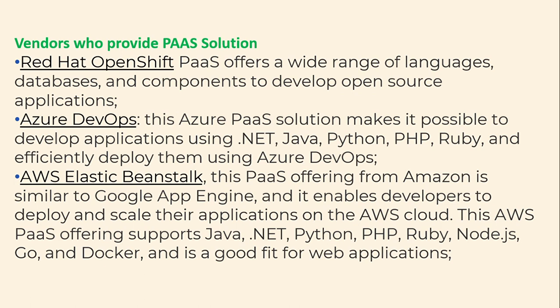Next is Azure DevOps. This Azure PaaS solution makes it possible to develop applications using .NET, Java, Python, PHP, Ruby, and efficiently deploy them using Azure DevOps. Next is AWS Elastic Beanstalk. This PaaS offering from Amazon is similar to Google App Engine and it enables developers to deploy and scale their applications on their AWS cloud. This AWS PaaS offering supports Java, .NET, Python, PHP, Ruby, Node.js, Go, and Docker, and is a good fit for web applications.